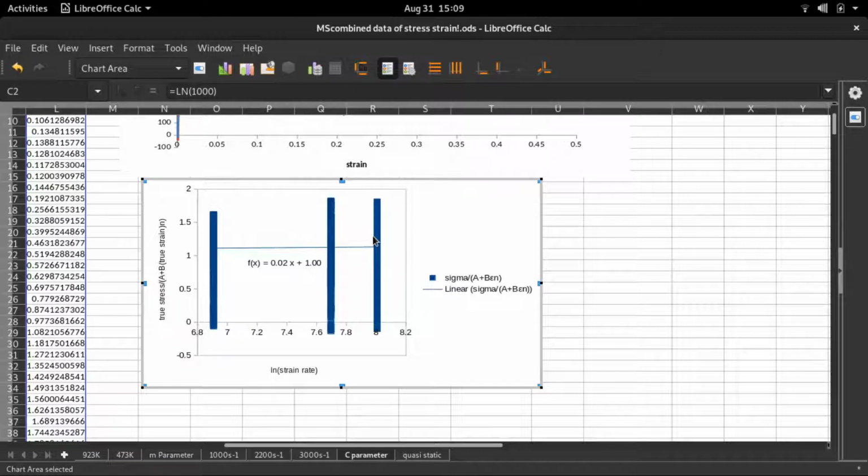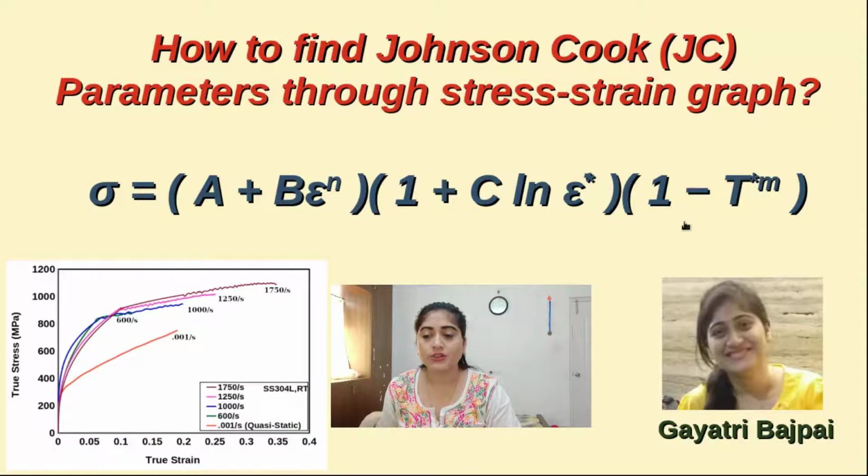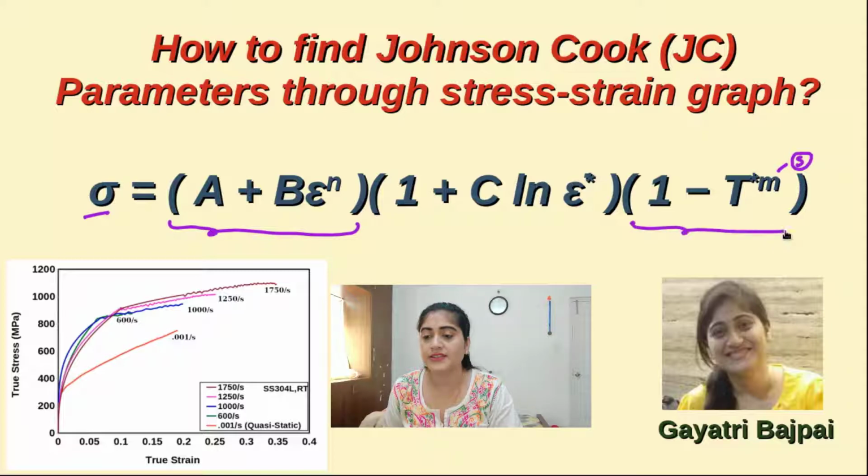From the different strain rates you have found this C value, which is 0.02. Now the last parameter is M, the fifth parameter. We have to find this parameter, which depends on the temperature effect. We will see the effect of temperature on the flow stress, and according to that we can find the flow stress versus strain graph, the true stress versus strain graph, and then we can find this M parameter. For that also we have to take the first bracket and the last bracket.